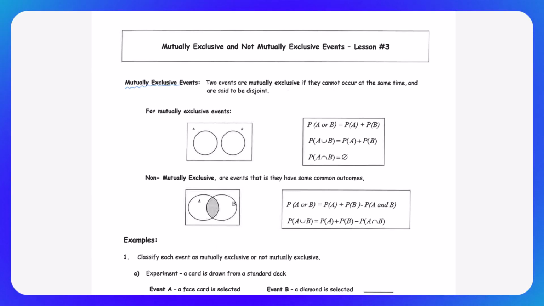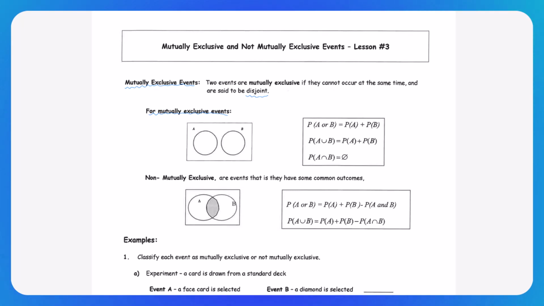Mutually exclusive events. These are two events that cannot occur at the same time, and they are said to be what's known as disjoint, meaning if something is not joined together, it's disjointed. And this really can be seen when we look at the Venn diagram. These two events, event A and B, are considered disjoint or mutually exclusive because none of the elements of A are in B. There's no overlap.